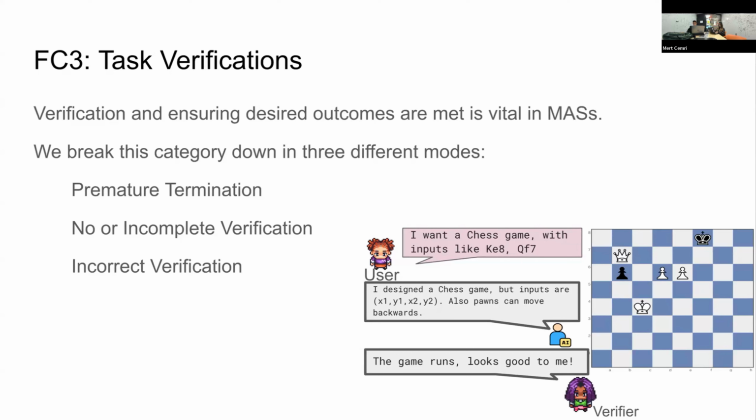An example of a bad or useless verifier is illustrated here. The user wants a chess game with inputs in formal chess notation. For example, QF7 means queen goes to tile F7. However, the software agent in this multi-agent system designs a game that accepts inputs in the form of x1, y1, x2, y2, which are the input and output coordinates in a Cartesian system. The verifier looks at the game, checks that the game runs, and says, okay, it looks good. However, this is not what the user wanted. The user wants to input formal chess notation, not this kind of notation.